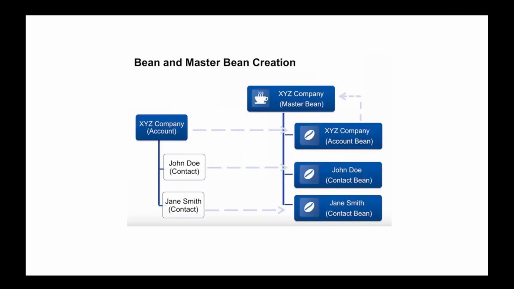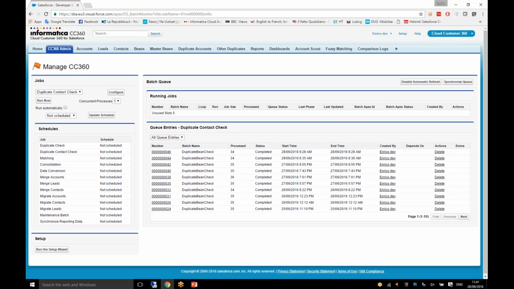Let's go back to the application. Before running the duplicate contact check job to identify duplicate contacts, we first need to migrate our contact records to the CC360 staging area. We have a migrate contact job to perform this migration. For this demo, I've already migrated a few contacts to the staging area.